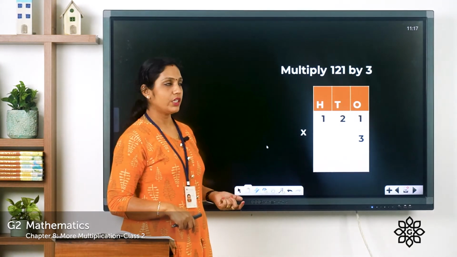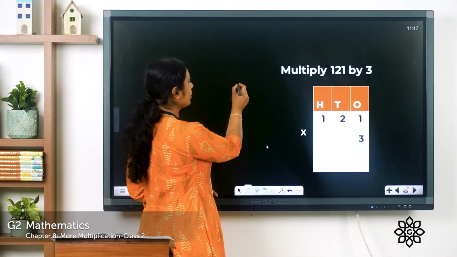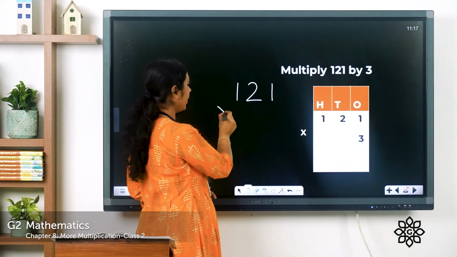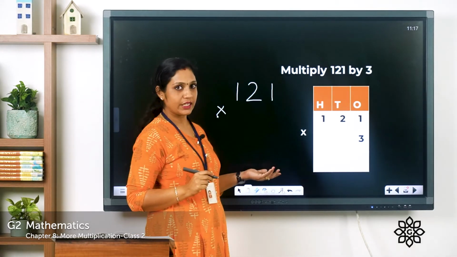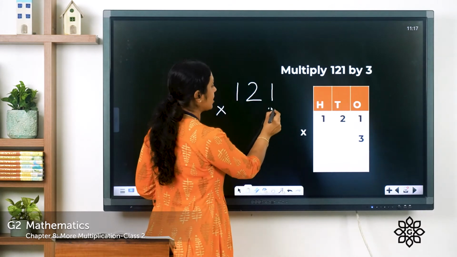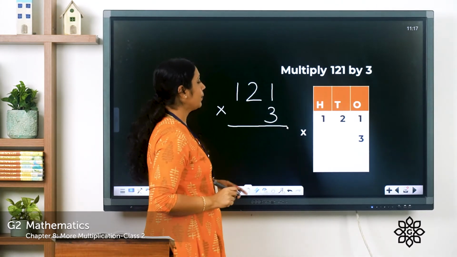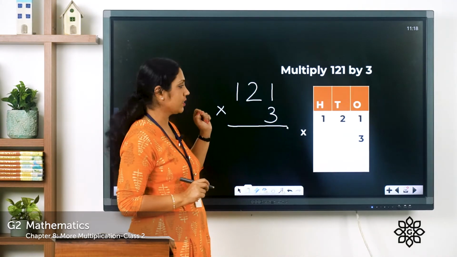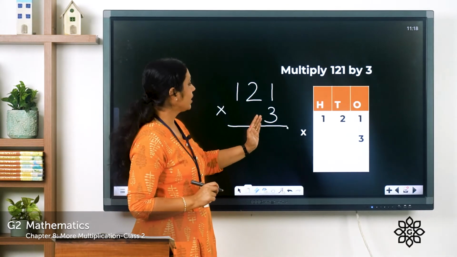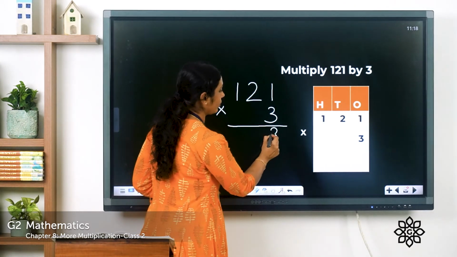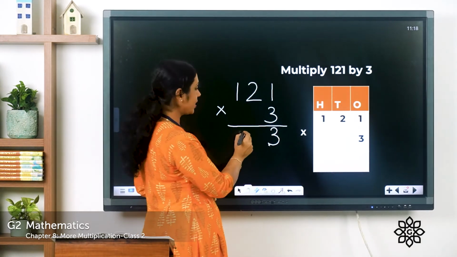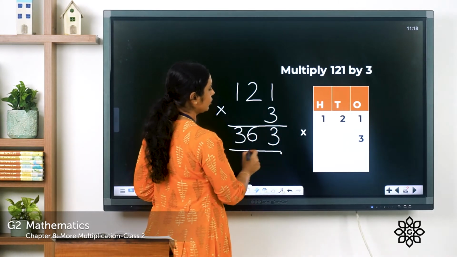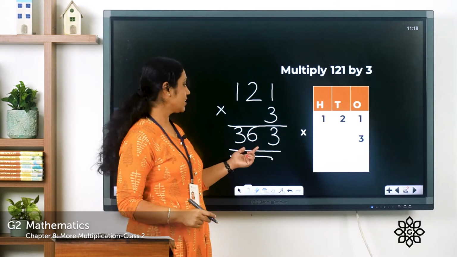Multiply 121 by 3. So write the number 121. Then insert the × symbol and we have the number 3. We need to write it under the ones place. We have to multiply the 3 with the numbers here in the ones place, tens place and hundreds place. So we'll start with the ones place. 3 1s are 3. 3 2s are 6 and 3 1s are 3. So you get the answer 363.